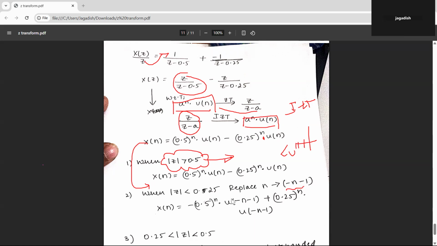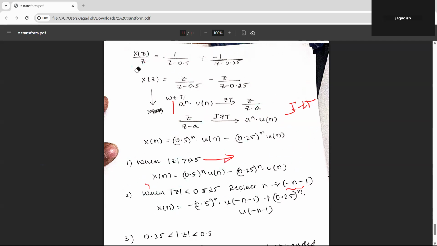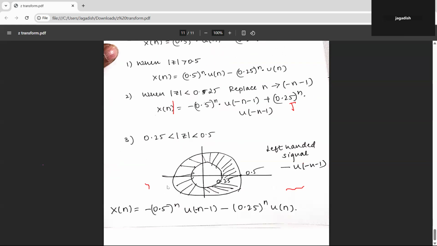So what will happen? Minus 0.5 whole power n into u of minus n minus 1 plus 0.25 whole power n into u of minus n minus 1. Now, whenever it is ranging between 0.25 and 0.5, what will happen to the ROC? It will be in the concentric circle.